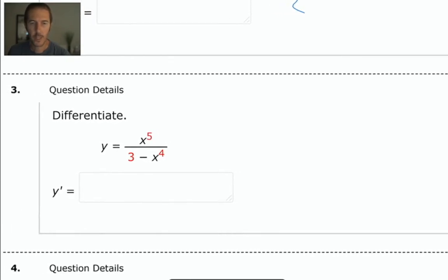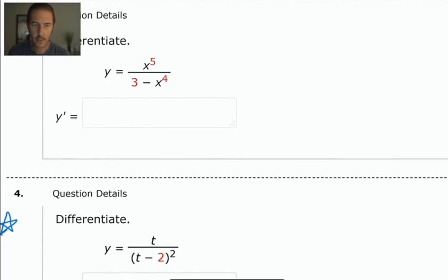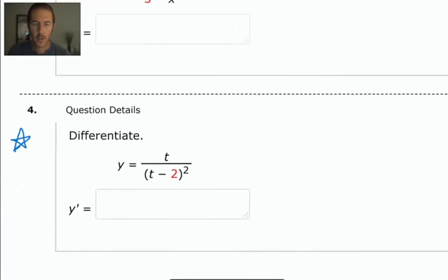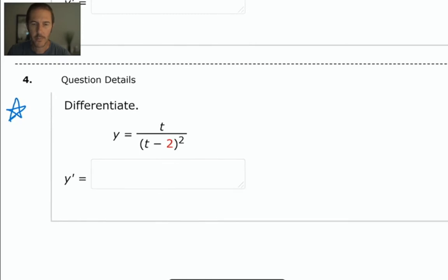Problem number 3 is a quotient rule problem. I leave you to try that on your own. I put a star next to problem number 4 because technically this problem should require the use of the chain rule.